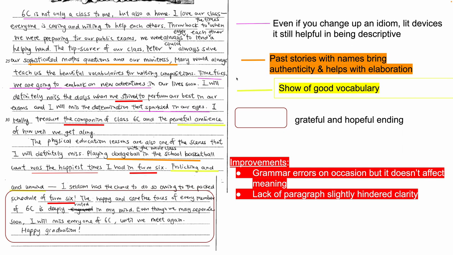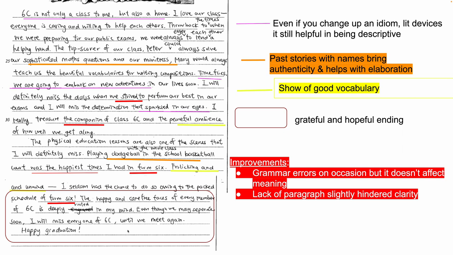So again, more idioms that are kind of changed up, but again, it's great, okay? And great use of descriptive vocabulary here, okay? "And the peaceful ambiance of how well we get along," right? So ambiance, frolicking, unwind, all good use of adjectives, and some verbs in here as well. And the last sentence here, a grateful and hopeful ending. Okay, "the happy and carefree faces of every member of 6E is deeply rooted in my mind." Okay, rooted in my mind. So again, good verb. Again, very descriptive here. "Even though we may separate soon, I will miss every one of 6E until we meet again."